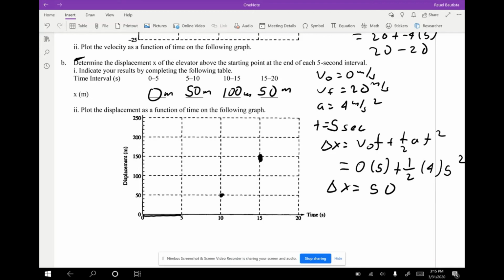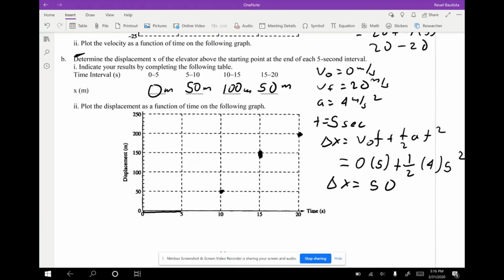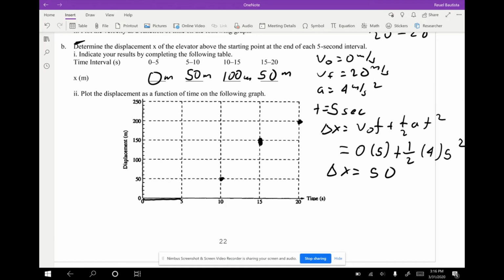Yeah, it's going to be a curve that looks like this, because we know it's going to speed up. And then from 10 to 15, because we know there's no acceleration and there's constant velocity, that's when we're going to have a linear line. But this is important. From 15 to 20 seconds, how will that line look?